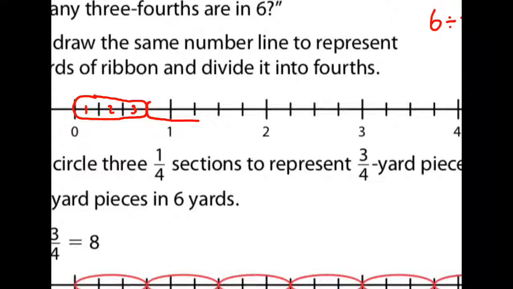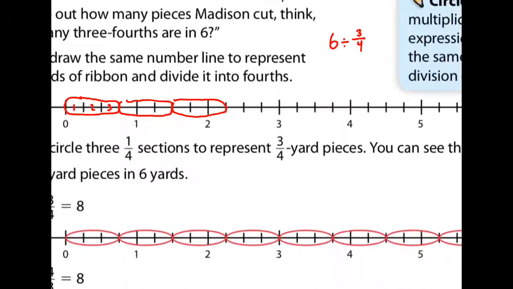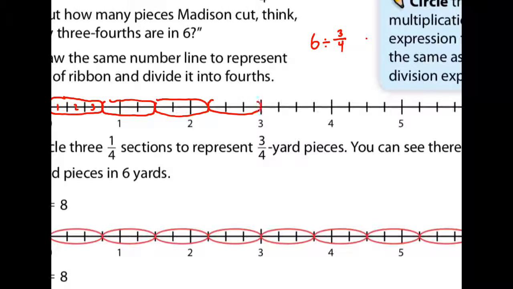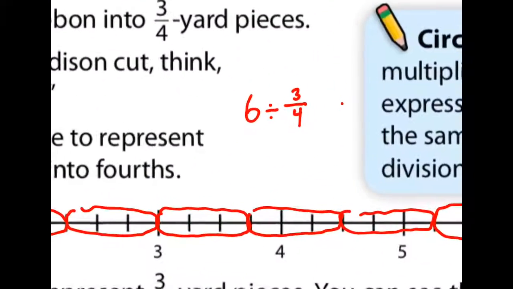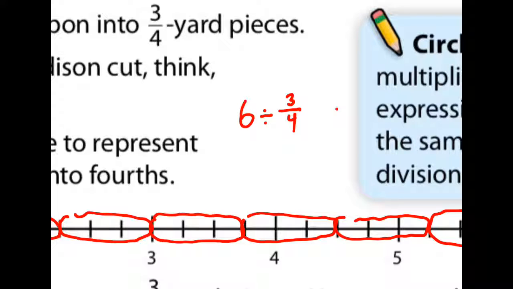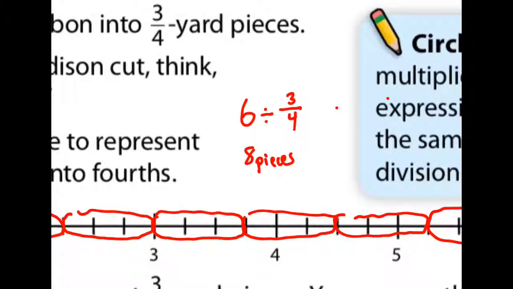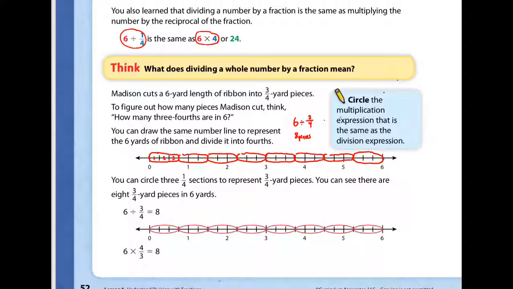So there's 1, 2, 3, 4, 5, 6, 7, and 8. So when we want to know how many 3/4 yard ribbons you can get out of 6 yards, the answer would be 8 pieces. Okay? So that's all you're doing. You're doing the same thing. You're circling all the 3/4 in 6.